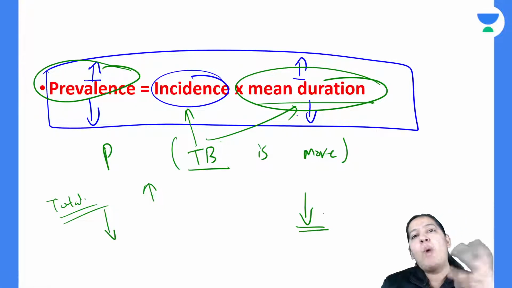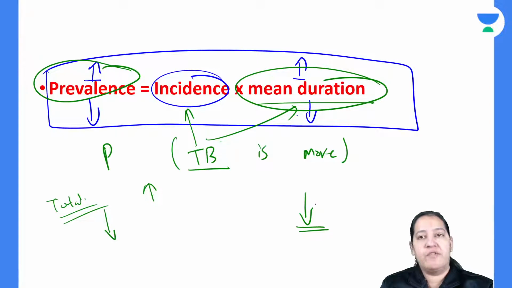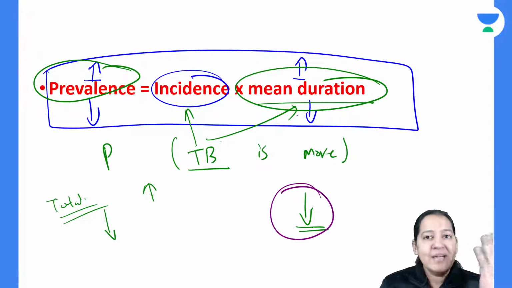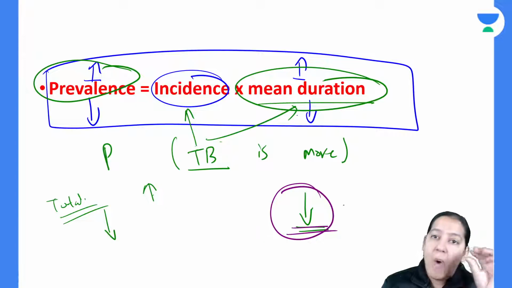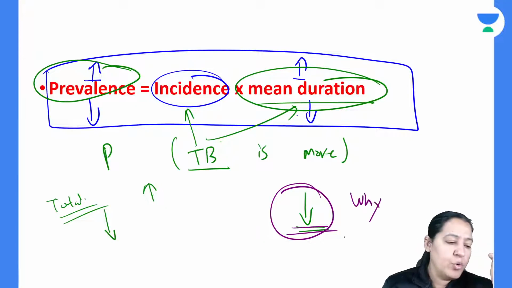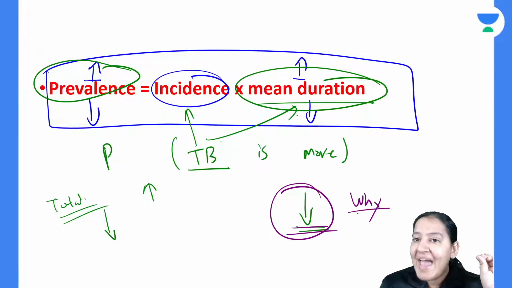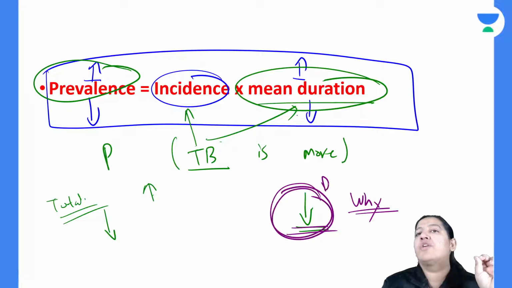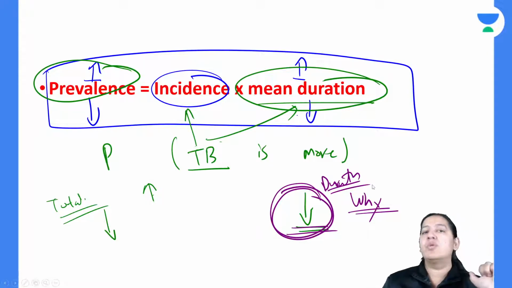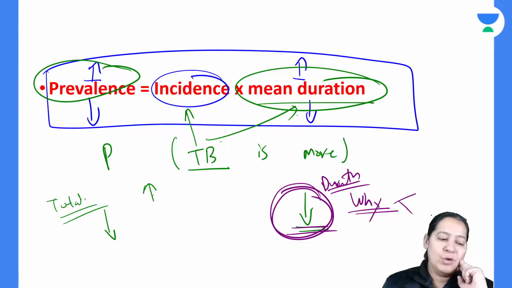Short duration of illness. Why can a disease have short duration of illness? Please understand my point. Why can any disease have short duration of illness? I'm asking you, Kuldeep, Iram, Rishinika. Why any disease can have short duration of illness? How can it be? Why can there be short duration of illness? There can be two reasons.